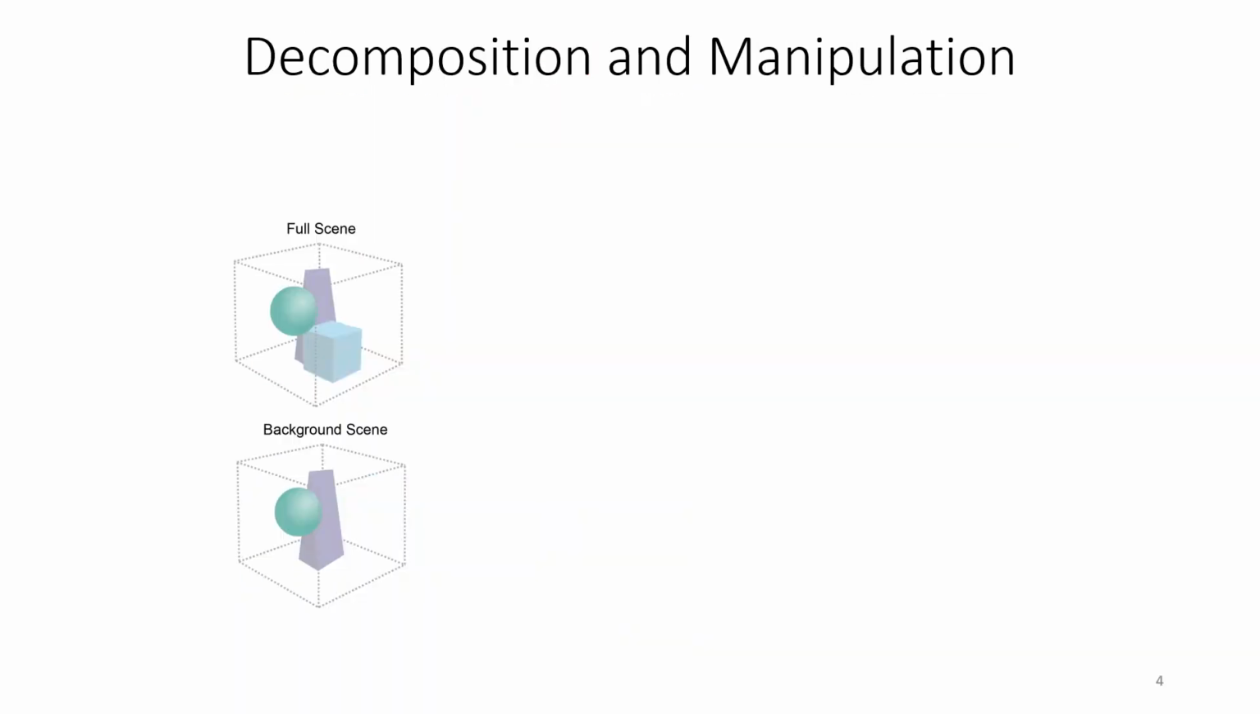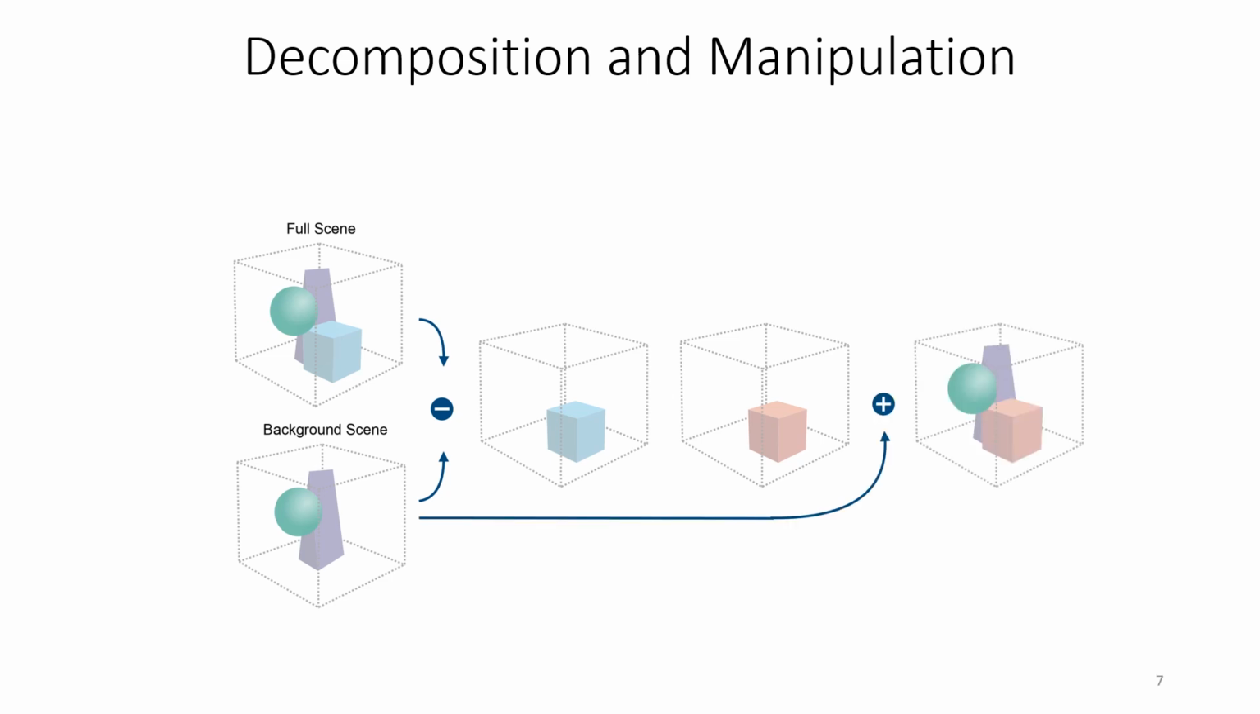The main idea is the following. We begin by producing a volumetric representation of the full scene and the background scene. To produce the foreground volume, we then subtract the background from the full scene. We can then manipulate it in isolation, as illustrated by the red box here. Lastly, we can add it back onto the background scene to produce the full volume.